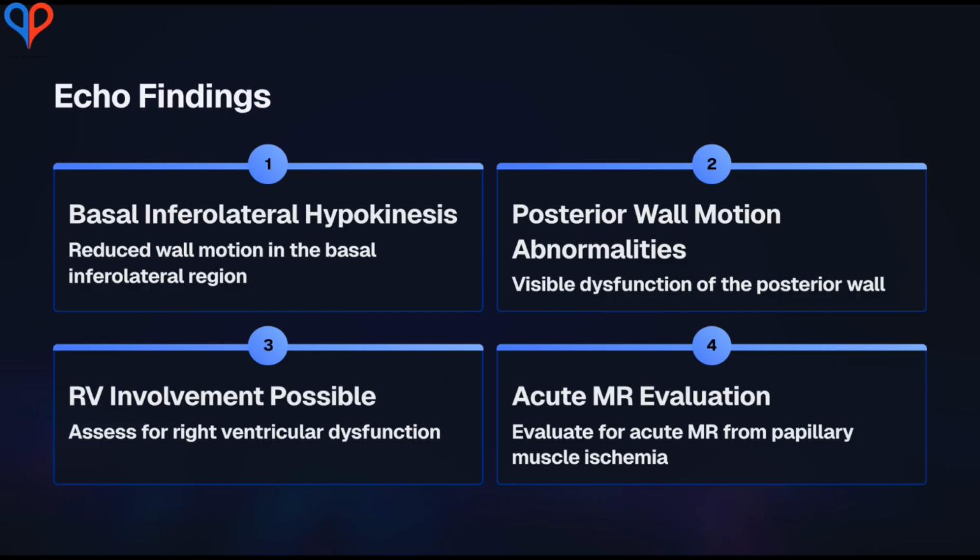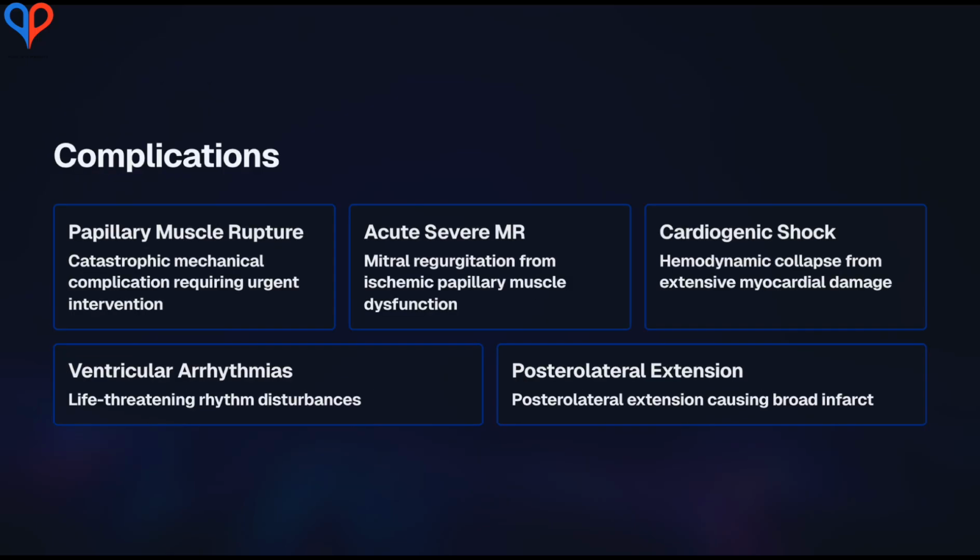Posterior wall motion abnormalities or basal infralateral hypokinesis strongly support infarction. Echo also identifies serious complications such as papillary muscle rupture, leading to acute mitral regurgitation, a catastrophic but time-sensitive emergency often first detected in the ICU.